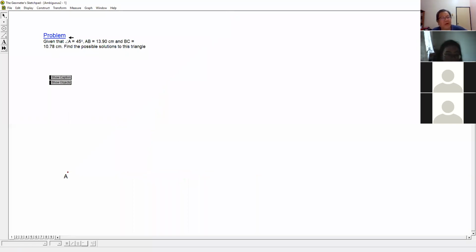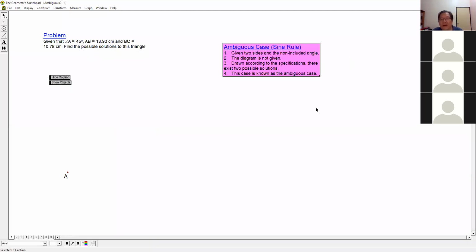So you are given a problem and the diagram is not given. And you have to show that there are two different triangles. Okay, there are two different triangles. So now this is the case of ambiguous case. Because the diagram is not given, so it is ambiguous. There are two possible solutions there.